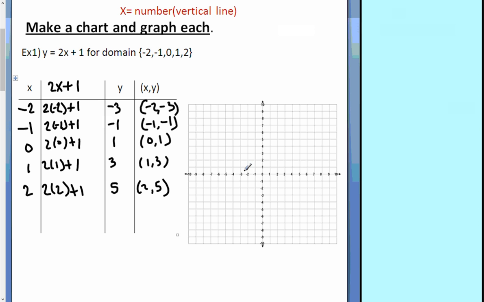So let's graph the first point. Negative 2, negative 3, I believe, is right here, right? Try to be real accurate with your graphing. Negative 1, negative 1 is right here.